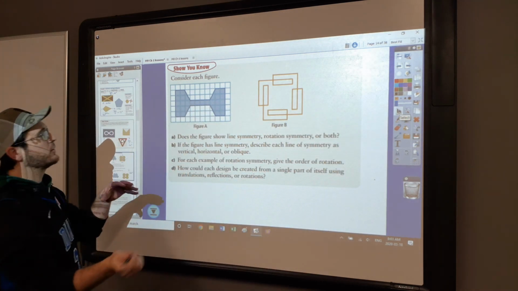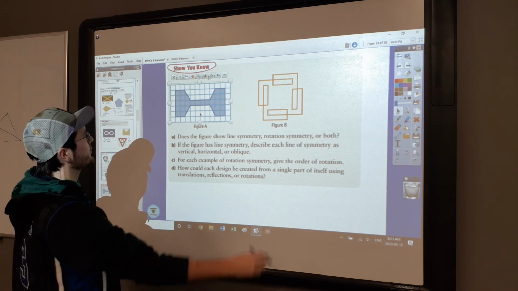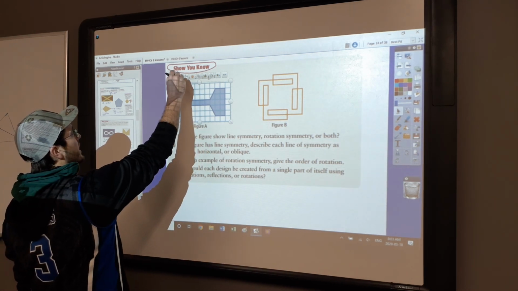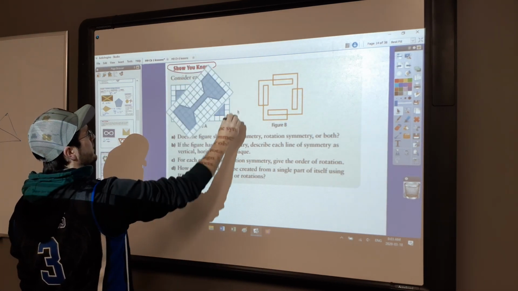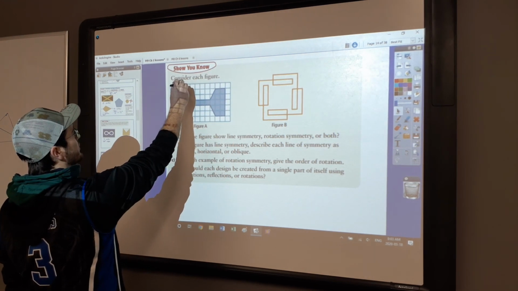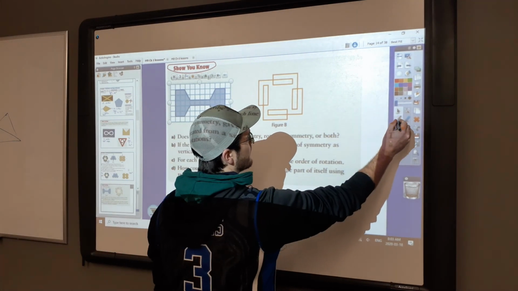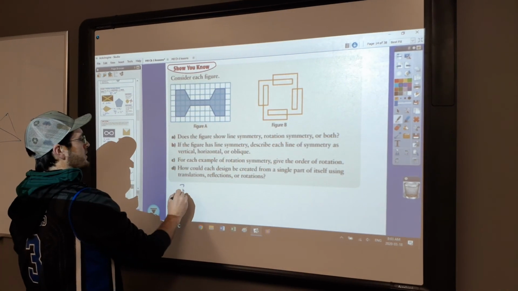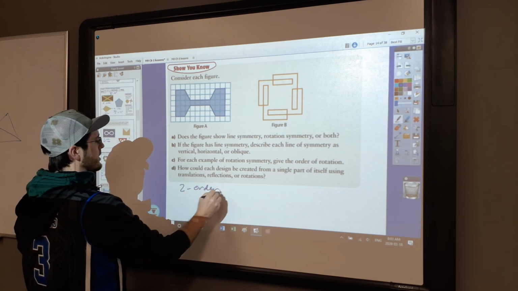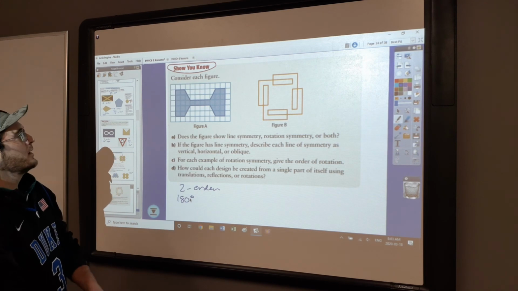If we're looking, again, we can look for line symmetry or rotational symmetry. I think I've got these shapes ready to go for rotational symmetry. So I can actually pull them back to its original, and then one more and it's back to its original. So again, that one has order of 2. And again, 360 divided by 2 is 180 degrees.